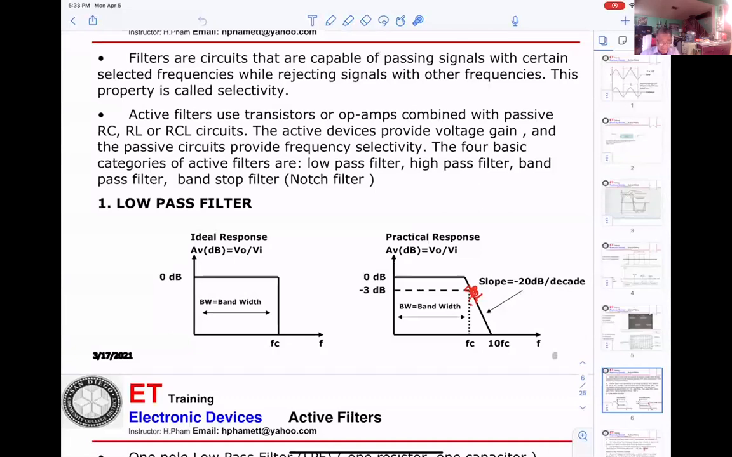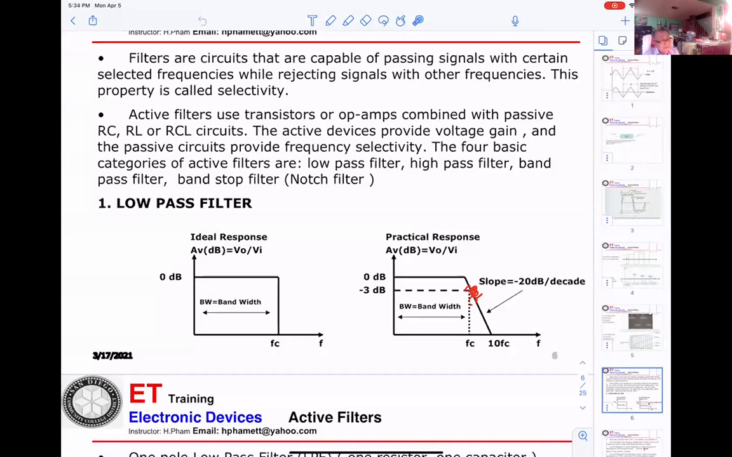Okay. Then when we are talking about the filter, like the definition, they allow passing some signals and also blocking other signals. Okay, that is the basic of the filter.